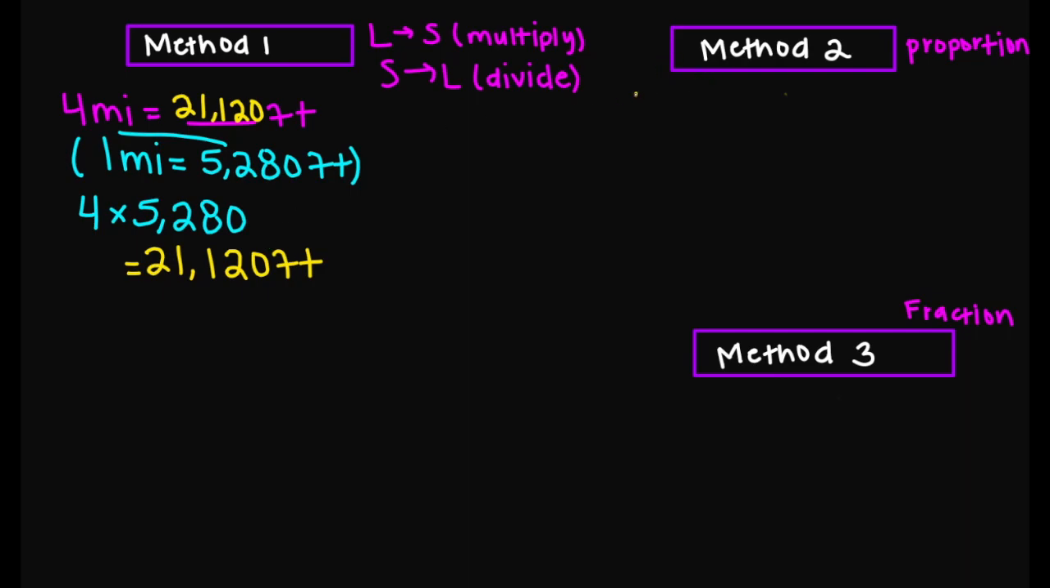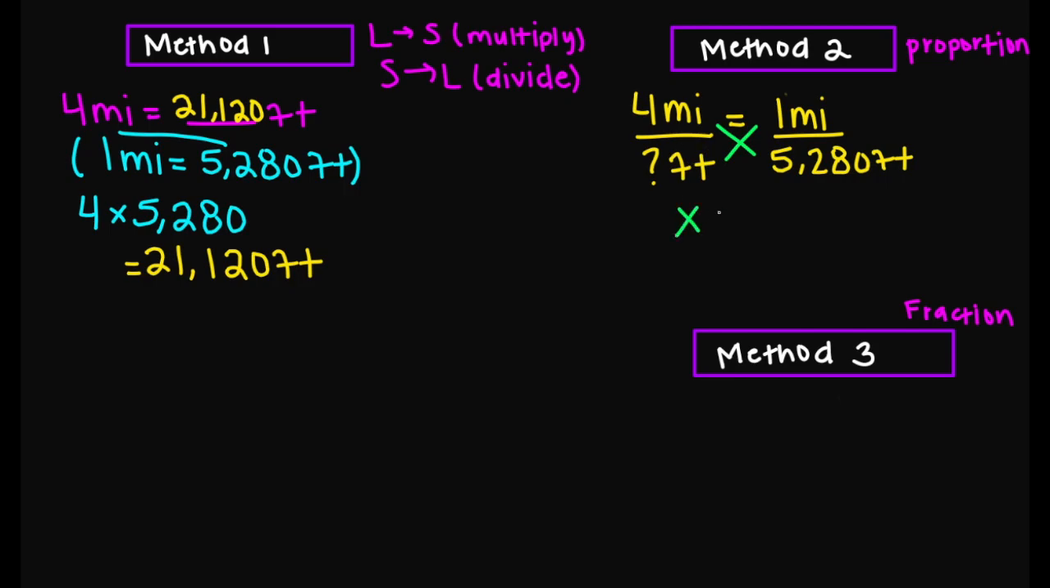Now let's look at method number 2. Let's set up a proportion. So I have 4 miles here. When you are setting up your proportion, always start with what you have. So 4 miles equals, we don't know how many feet because that's what we're trying to find. This is going to equal 1 mile, because this is my conversion factor, over 5,280 feet. Now I'm going to cross multiply. So we have 4 times 5,280, and then 1 times x, which is what we're looking for. 1 times x is just going to equal x. And 4 times 5,280 is going to equal 21,120 feet as your answer.